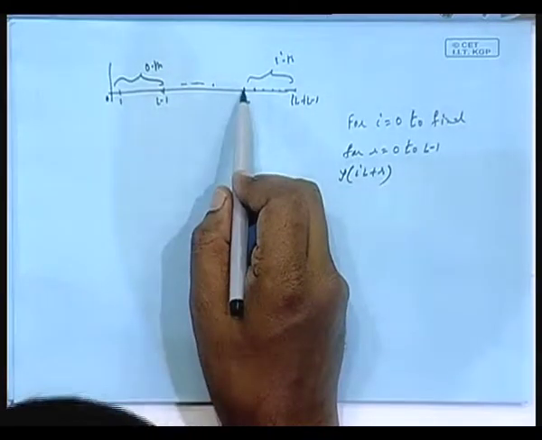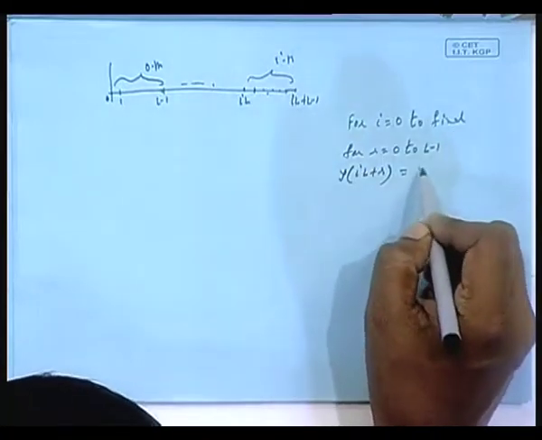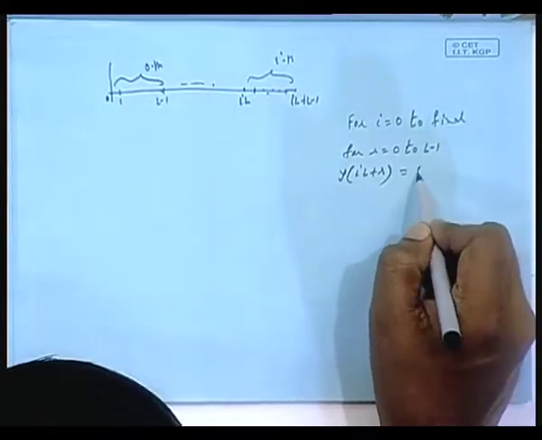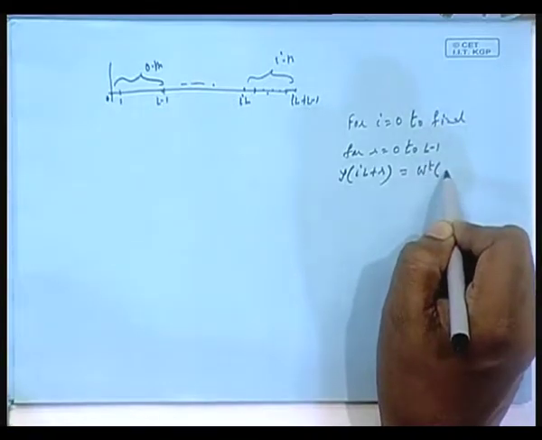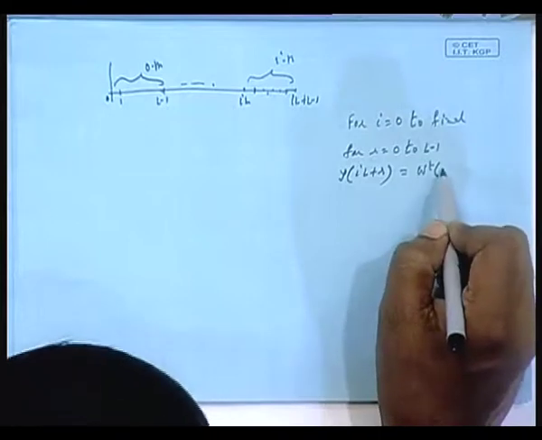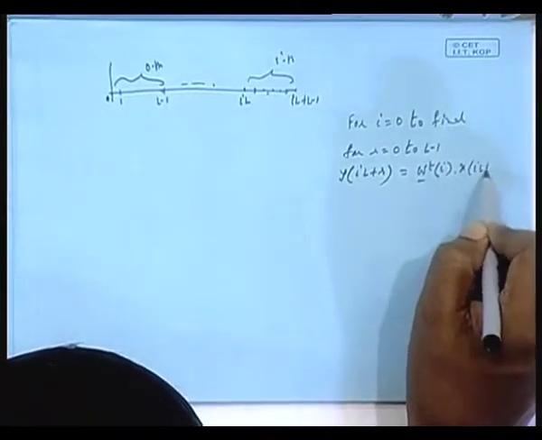IL plus R means either here or here or here or here or here, at these points. Filter, what is the output? Output is W transpose times the data vector at IL plus R. It is not W at IL plus R, because that is constant for the block. That is the difference.